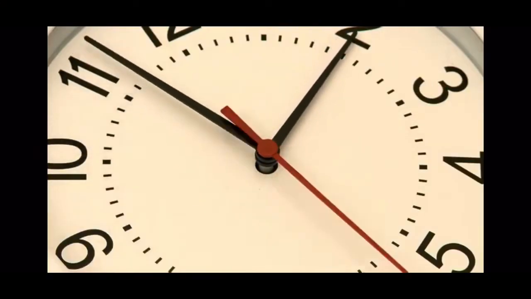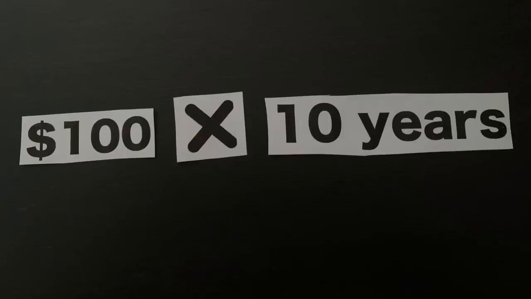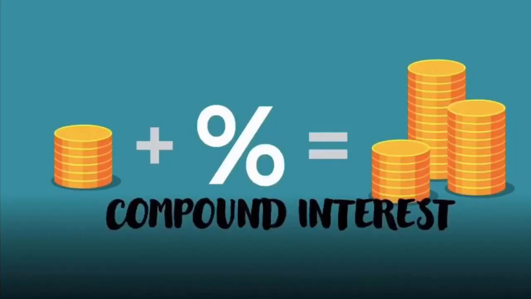Let's fast forward to 10 years after I deposited my $5,000 into the account. Since the bank gives me $100 each year in interest, my bank account now has $6,000 after 10 years. I received $100, or 2% of $5,000, each year for 10 years. As you can see with this example, simple interest can be modeled with a linear graph.